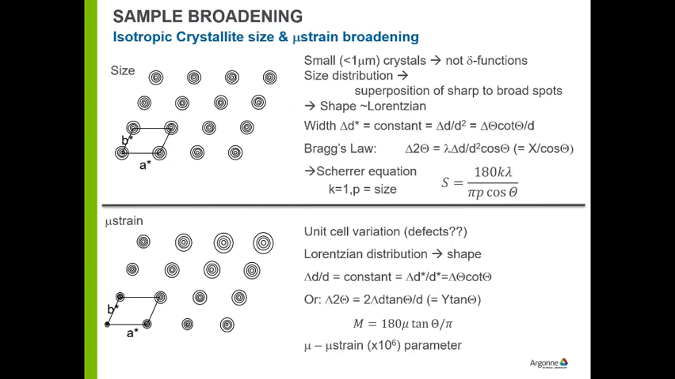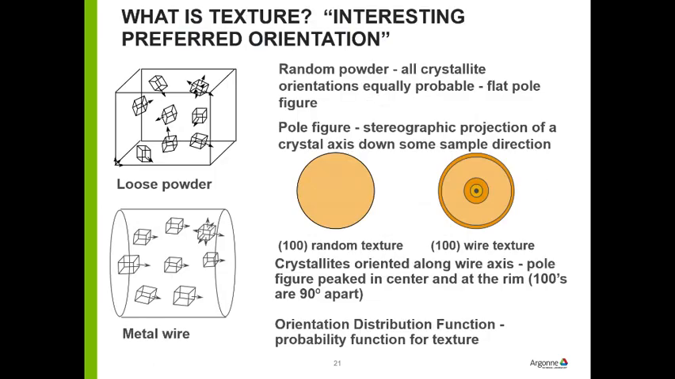You can get it to be Gaussian, but only by very, very careful sample preparation that attempts to get all the particles the same size and all of them to have the same microstrain. It's a little hard to do. Some people have managed to do it with gold particles and things like that, but generally not.